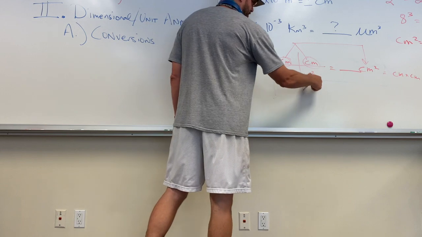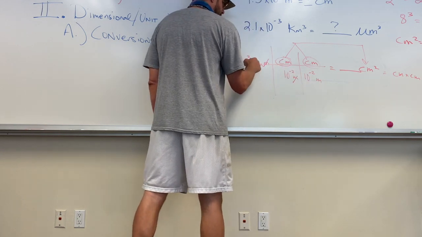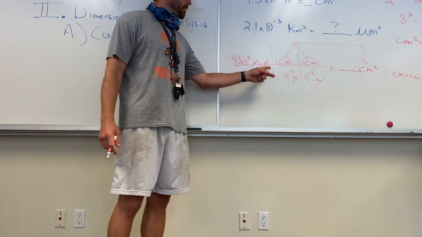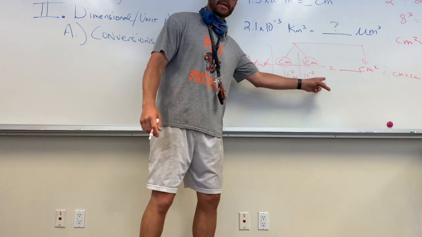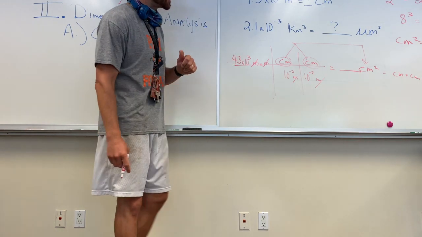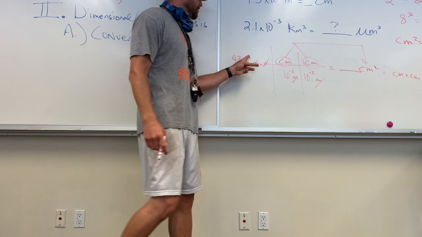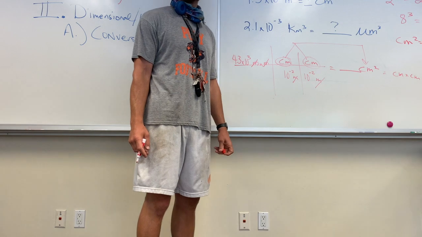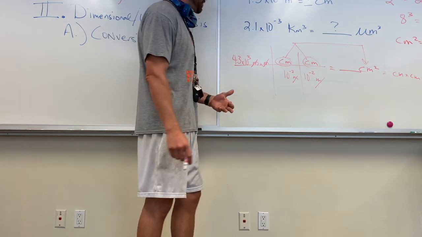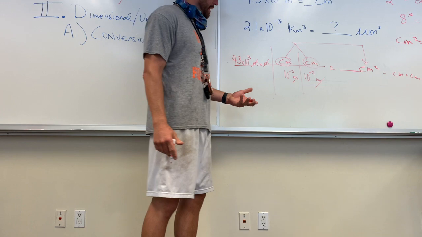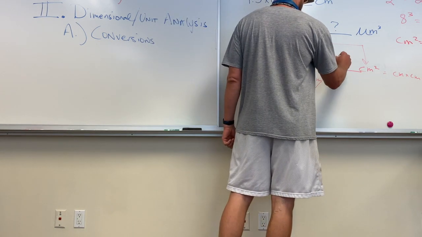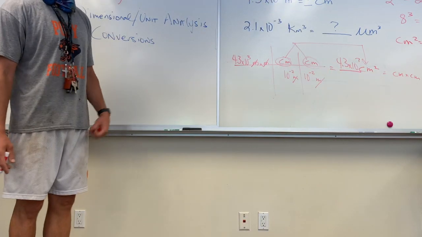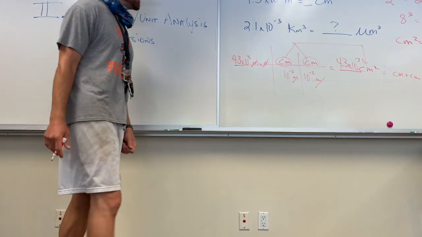And again, now I have meters on the bottom, a meter on top, a meter on top, a meter on the bottom. They cancel out. 4.3 times 10 to the third divided by 10 to the negative 2 divided by 10 to the negative 2. And what does that mean again when we have exponents and we're dividing? We subtract. So it's 3 minus a negative 2 minus a negative 2, which ends up being plus 4, right? So 3 plus 4 is 7. So my answer is 4.3 times 10 to the 7th on that particular problem, centimeters squared. We have to make sure that we show both.